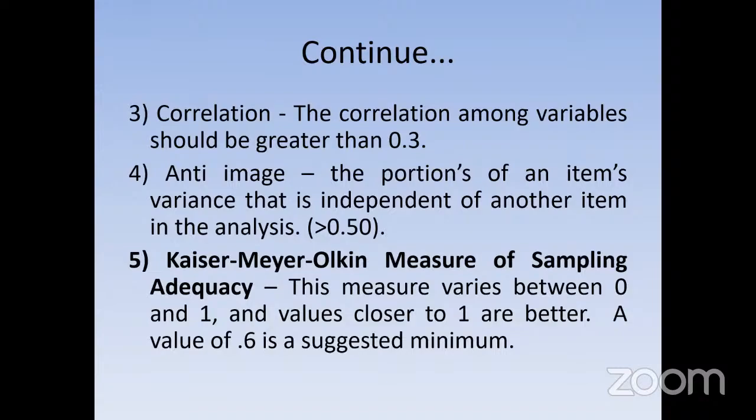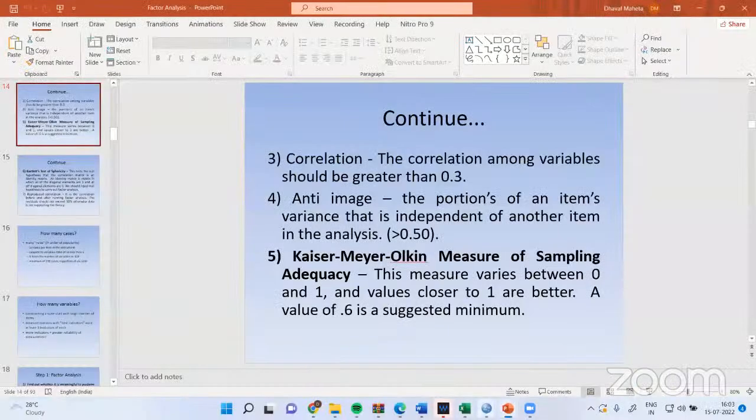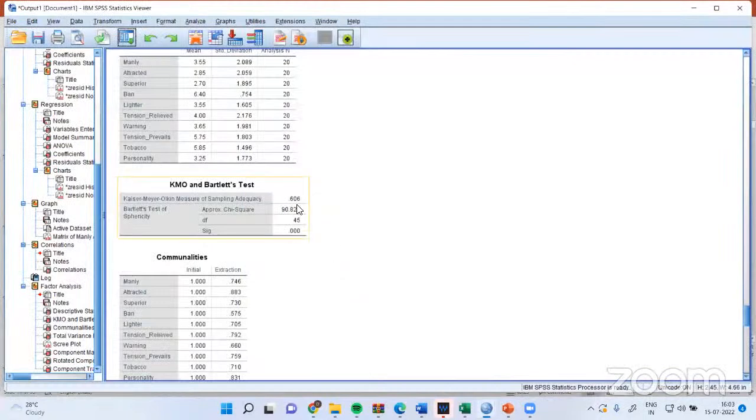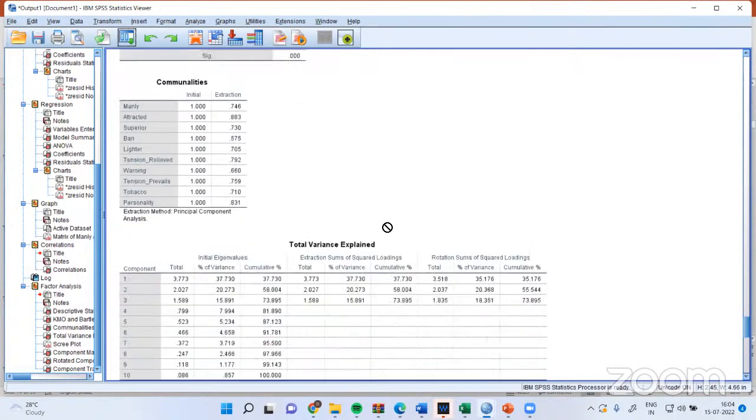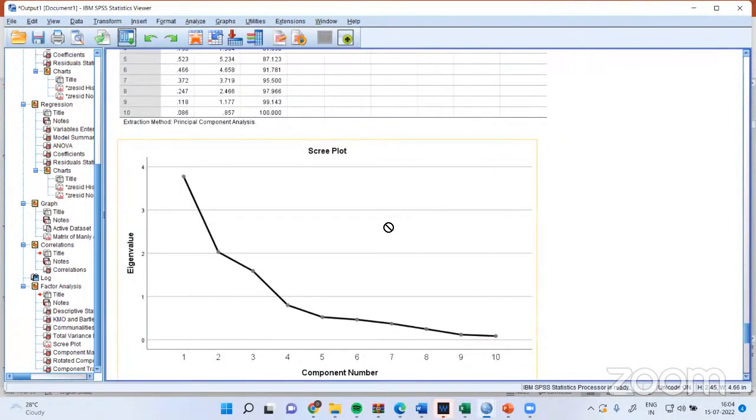Does our data set pass this criteria? Check it. KMO value should be more than 0.6. The Bartlett test should be less than 0.05. It means that the factor analysis can be carried out. Null is factor analysis is not possible, so it is desirable that we reject it. Is p value less than 0.05? See Sig value. Now go in scree plot.